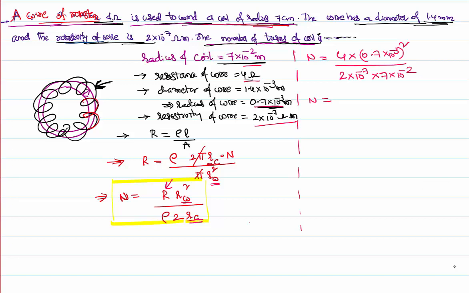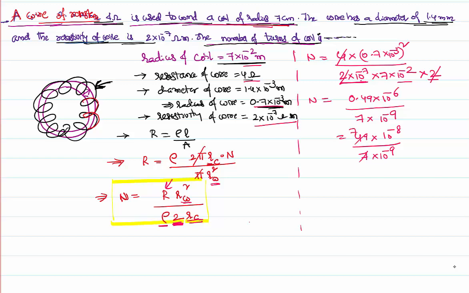Here is rho, of course. There is a 2 that I have forgotten to write here. Into 2 is there. Rho 2 is there. I have written that 2. This 2 is nothing but its resistivity. So this 2 into 2 is 4, and 4 and 4 can be cancelled. So what's the number of turns remaining? 0.7 square, 0.49, 10 power minus 3 whole square, 10 power minus 6, 7, and 10 power minus 2, 10 power minus 9. This I can write as 49 into 10 power minus 8 by 7 into 10 power minus 9. This is 7 into 10, that is 70. That means the wire is made of 70 turns.